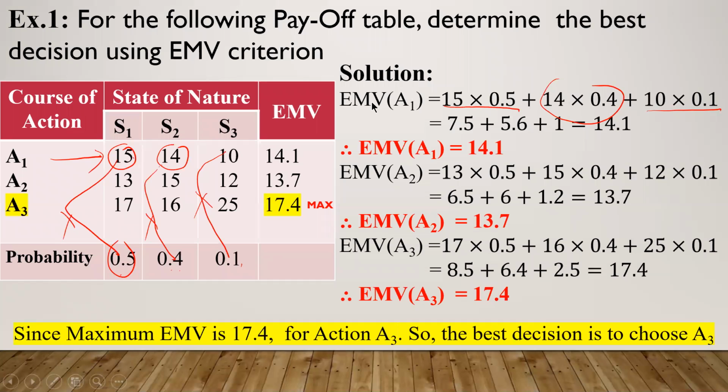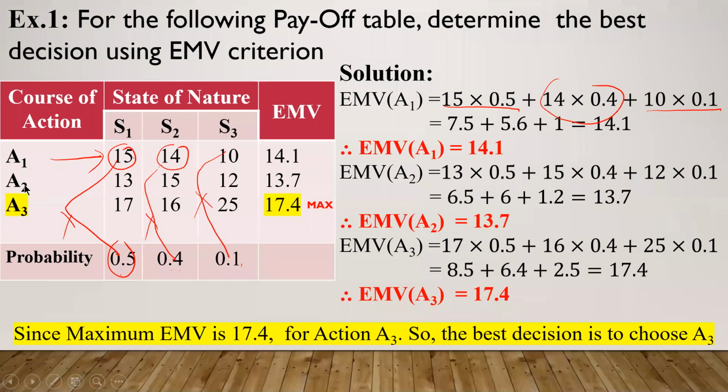This means EMV of A1 comes to 14.1. Then you have to write in the table, EMV is 14.1. Writing in the table is all for the theory exam. If it comes in an MCQ, you need not make the table; you only have to calculate in rough. Anyway, you can do it, you even need not write in the table. Okay, so EMV of A1 is 14.1.